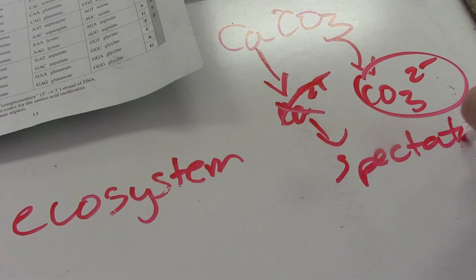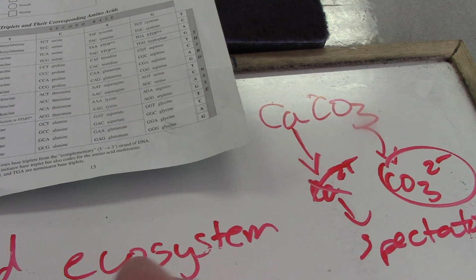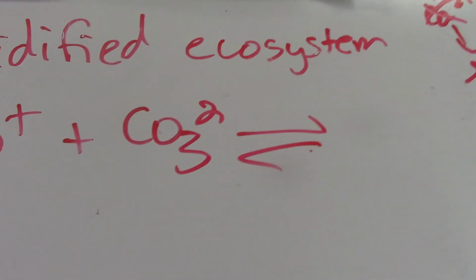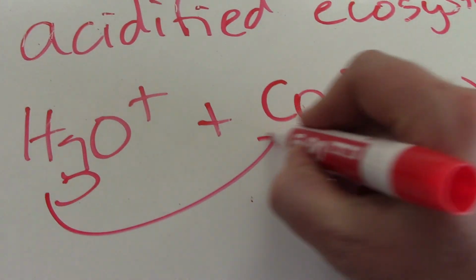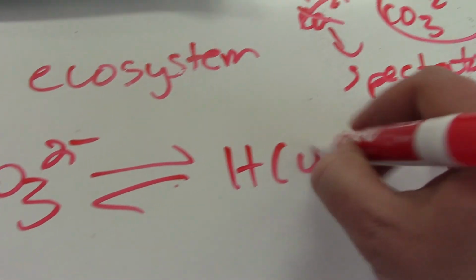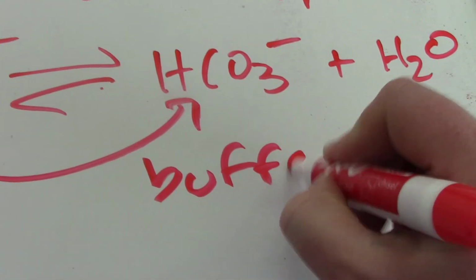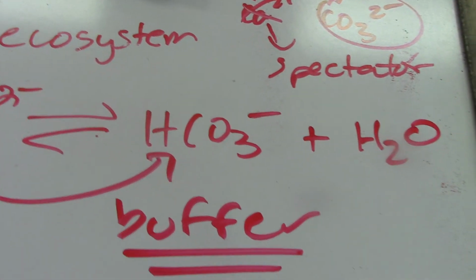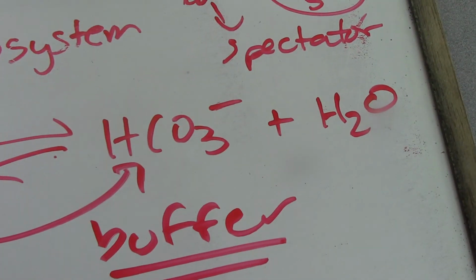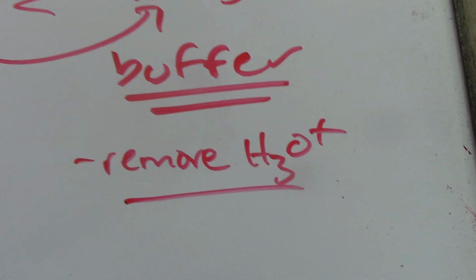So I don't need to use the cation because it's not participating in the actual equilibrium. But what happens here is we can take that hydronium, and the acid donates a proton to the base, and the base takes on the proton. So this becomes HCO3 negative, and then what's left over is H2O. So this acts as a buffer. Okay? Because we remove H3O+. And that's what we want when we're dealing with acid precipitation. We want bedrock that can buffer.